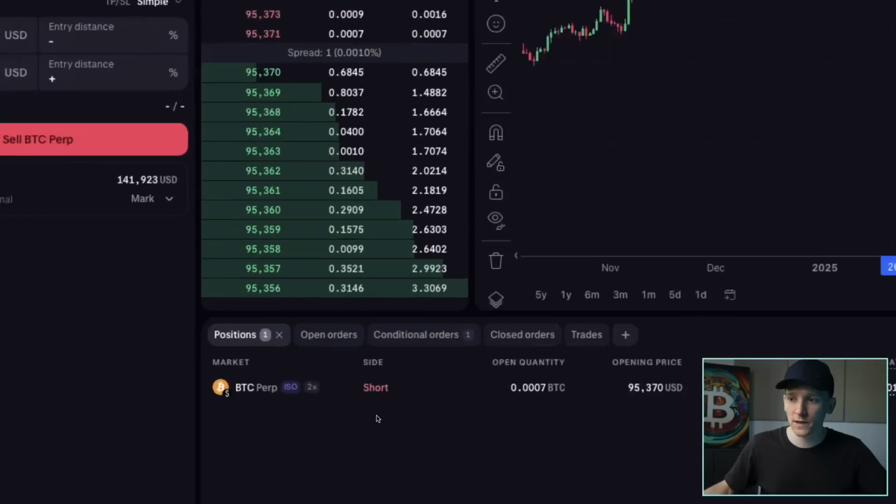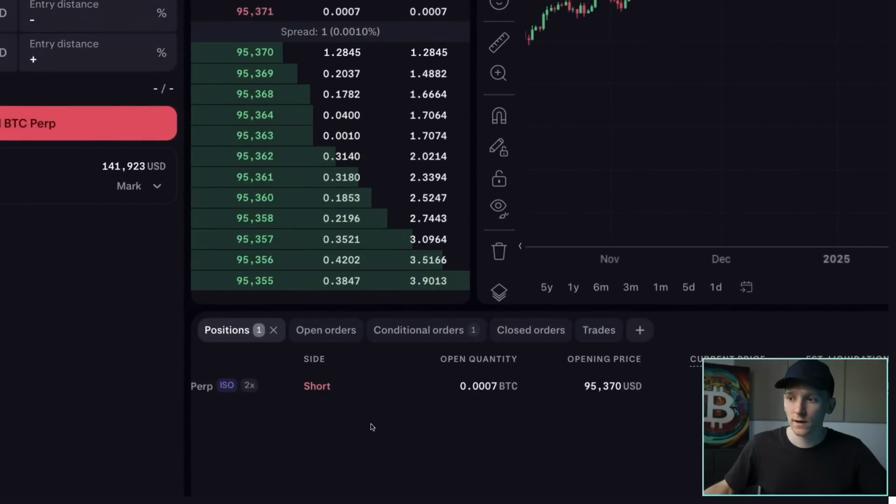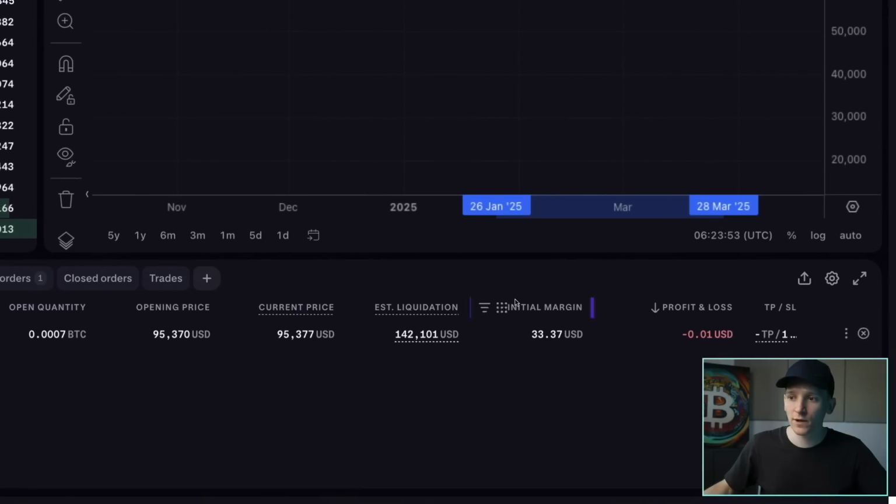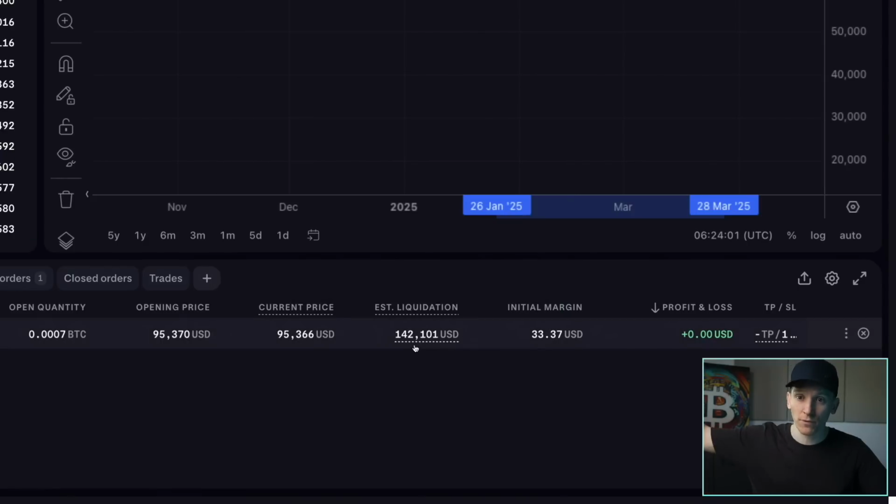You can see that short position in now. It says side short. Here's our open quantity and everything like that. And you can change around the margin and the amount of collateral that you have in your position. But you can now see that the estimated liquidation is now above the price. That's when I wouldn't have any more money left to actually buy back. So that would liquidate me above the price now.